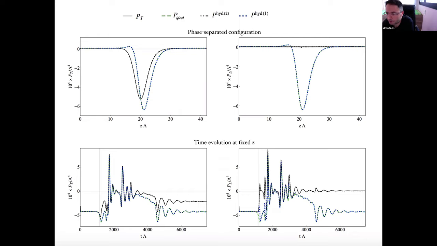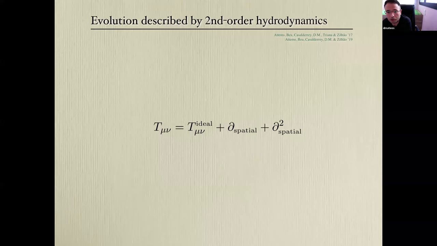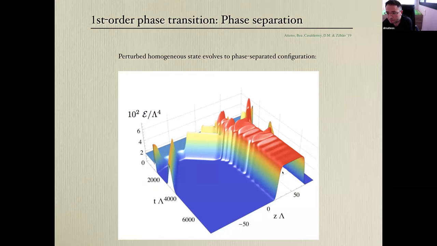So it was bound to fail here. And what is actually remarkable, in my opinion, is that second order hydro does such a good job. That's because what is really important in the interface are the second order spatial gradients. You're interpolating between a very high energy density and a very low energy density, so the second order spatial gradients are very large here. You need to include them if you want hydrodynamics to give you a good description of the interface. I'm emphasizing all of this because this interface, in the case of a bubble, becomes the bubble wall.